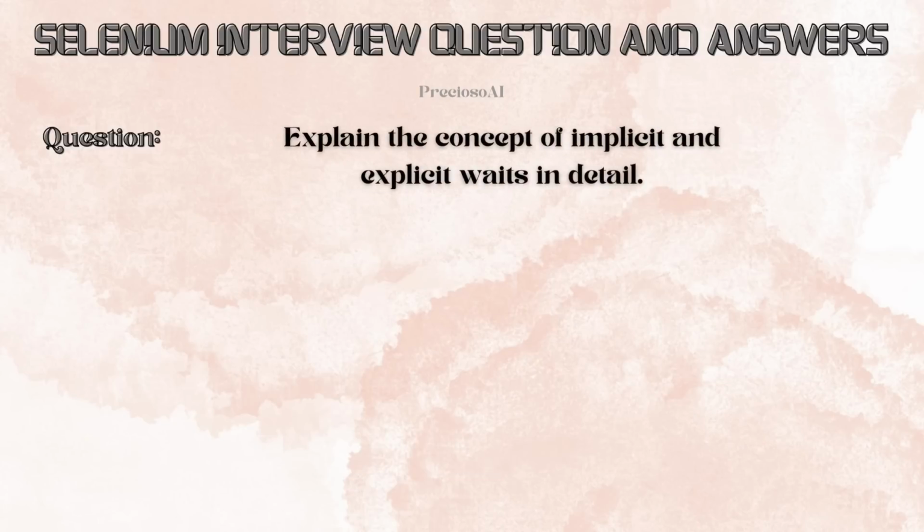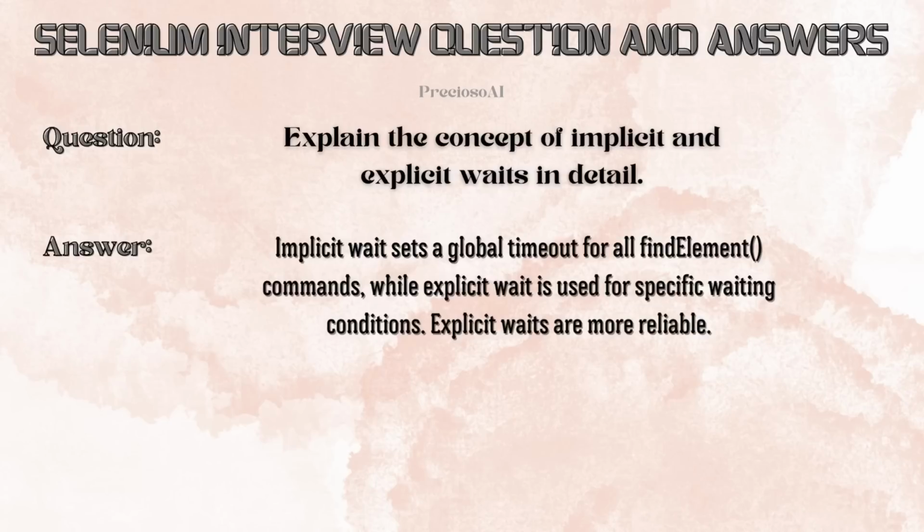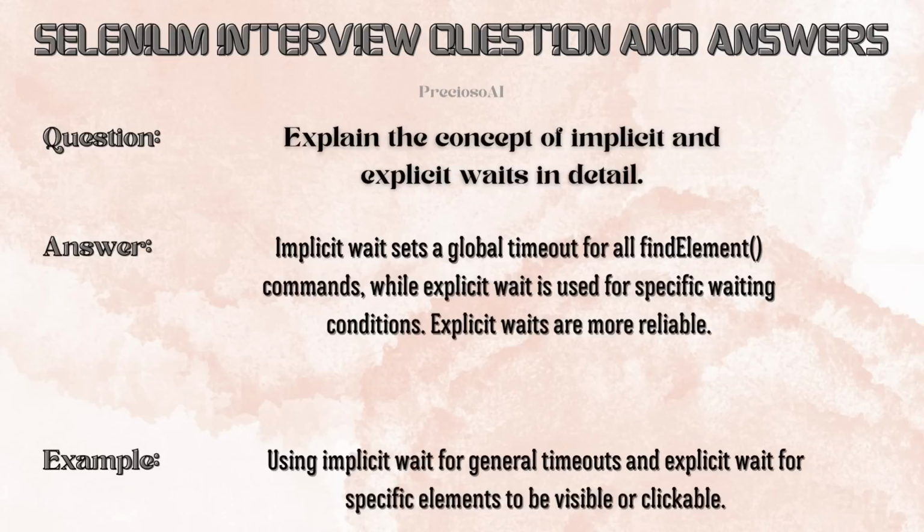Next question: explain the concept of implicit and explicit waits in detail. And the answer is: implicit wait sets a global timeout for all find element commands, while explicit wait is used for specific waiting conditions. Explicit waits are more reliable. For example, using implicit wait for general timeouts and explicit wait for specific elements to be visible or clickable.